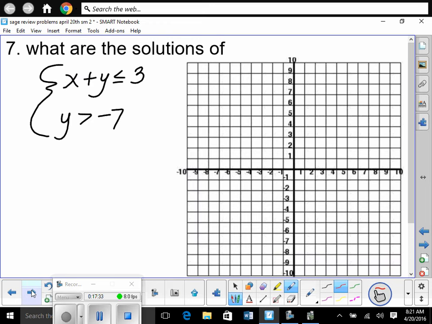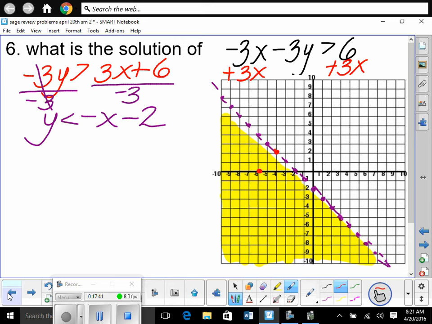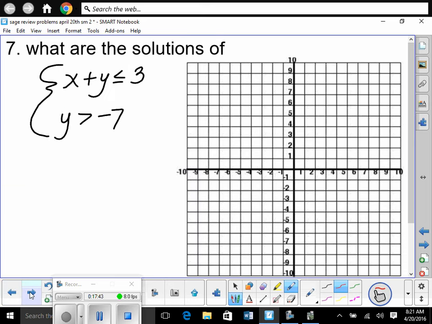Okay, we're almost done. This one I don't want you to write down. I just want you to watch. So this one is a system. We just did one inequality. This one is a system of inequalities. So it says, what are the solutions of x plus y is less than or equal to 3 and y is greater than negative 7? So this is at the same time. This one has two inequalities here. So first of all, let's get this in y equals mx plus b form. So we'd subtract x. So we have y is less than or equal to negative x plus 3.